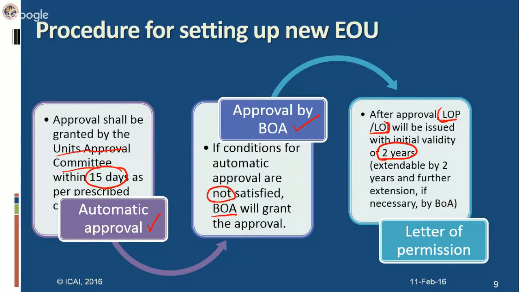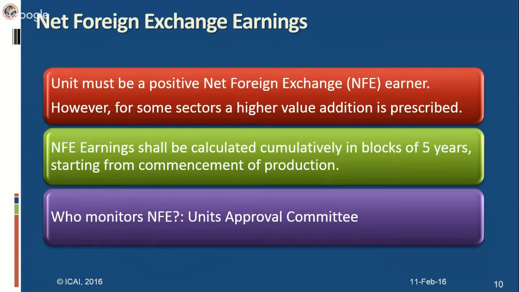It has to start the production within 2 years. It will first of all establish the plant and machinery. All other formalities will be done, and within 2 years it should start producing. And this period is extendable by again 2 years. And if any further extension is required, then that has to be done by the Board of Approvals. So this is the procedure for setting up a new export-oriented unit.